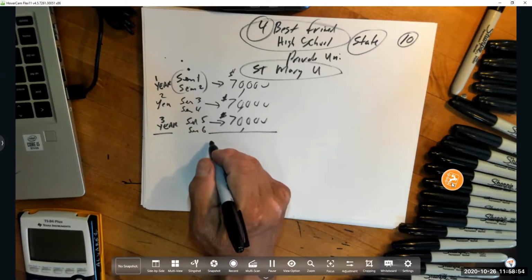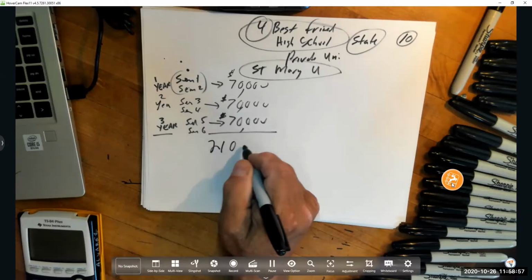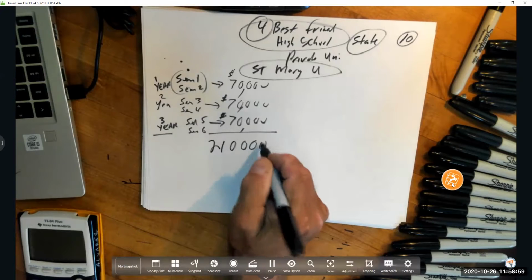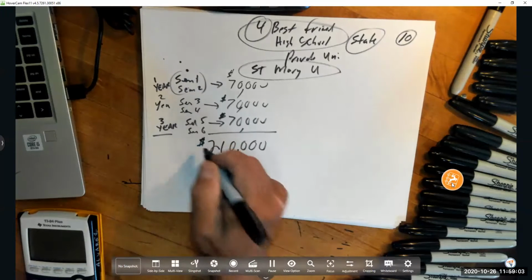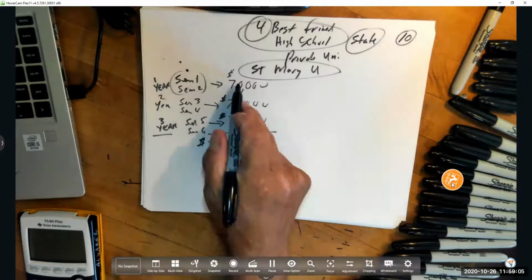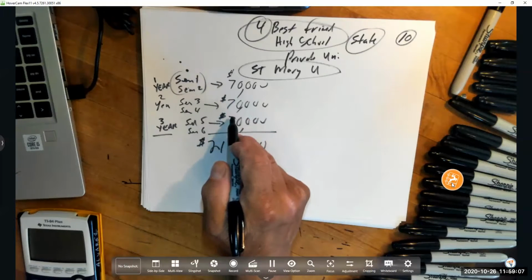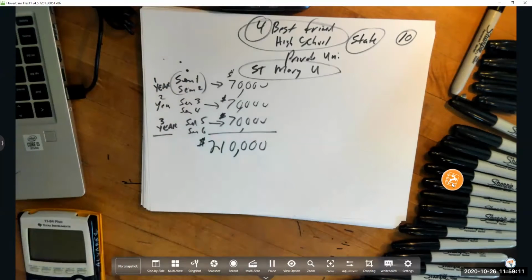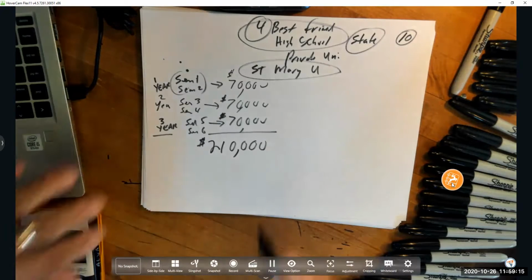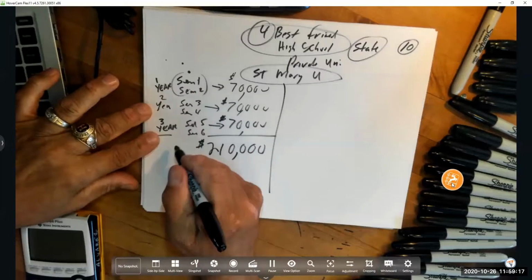$210,000. 2, 1, 0, 0, 0, 0, like that? Is that right? Yeah, it could be 70, 70 is 140, and then 3 times 7 is 21, and then a bunch of zeros. Yeah. 210,000 is gone. Okay. But you still need to go another year.